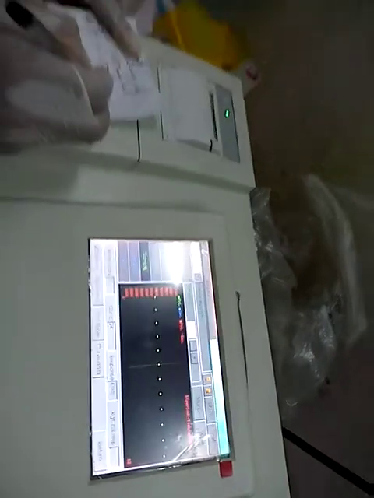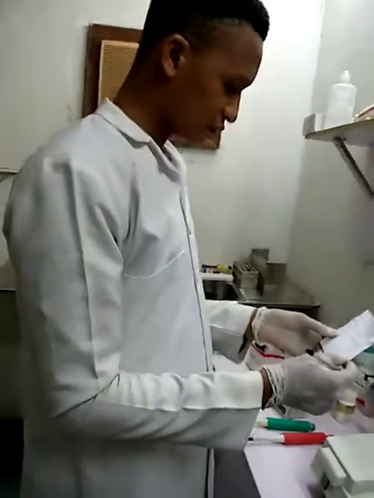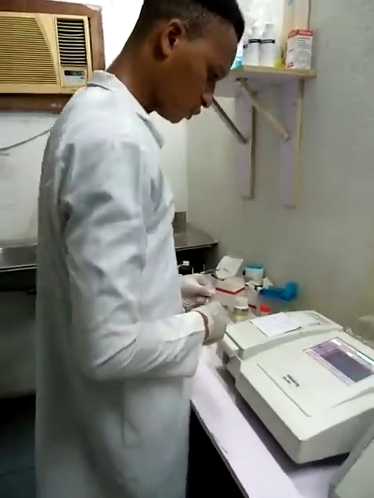So my urea concentration is 24 milligram per dl. So this patient's kidney is perfectly working. It's working fine. The creatinine level is normal. The urea level is also normal.